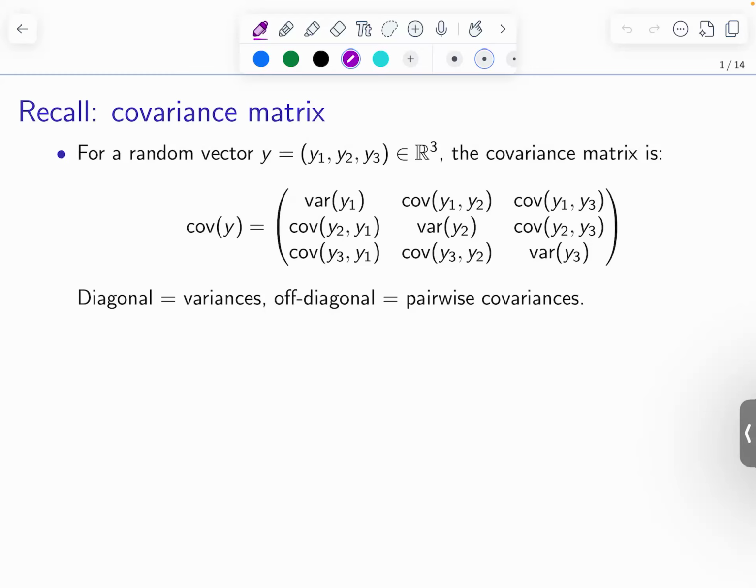So to remind you, we had discussed the idea of a covariance matrix. You have a random vector, let's say you have coordinates y1 up to yn, in this case y1 up to y3. Then you have this matrix called the covariance matrix, which has diagonal entries, the variances of y1 up to y3, and the off-diagonal entries are the pairwise covariances. So, let's say, the 1, 2 coordinate would be the covariance of y1 and y2, and so on.